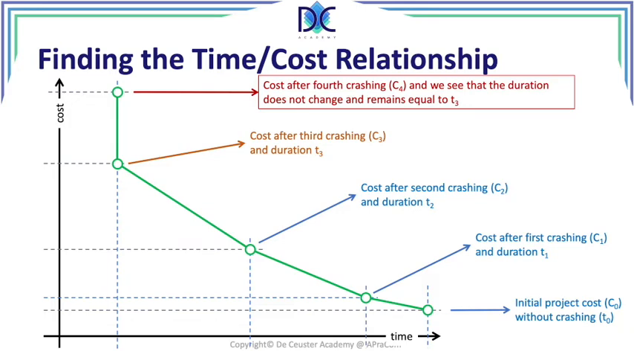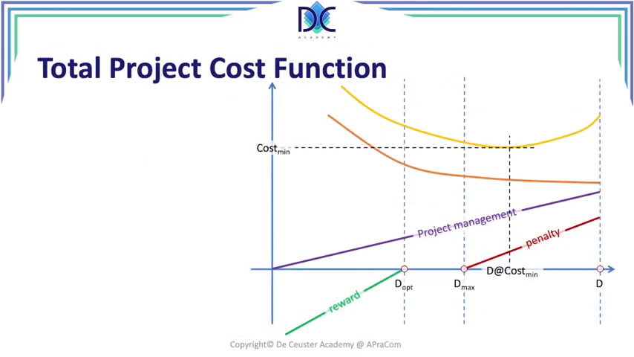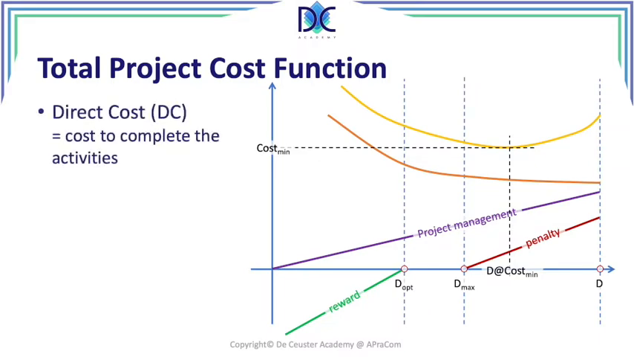We can also look at what we call the total project cost function. We have the direct cost, the cost to complete the activities. Then we have the PM cost, project management cost, which is a level of effort cost, and we see that it's a linear increase over time.